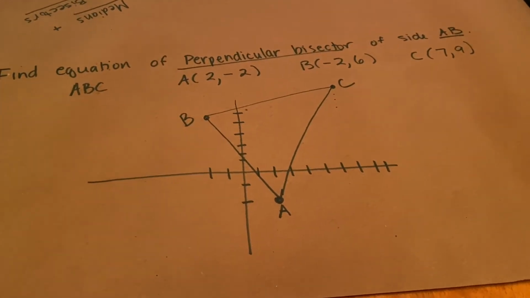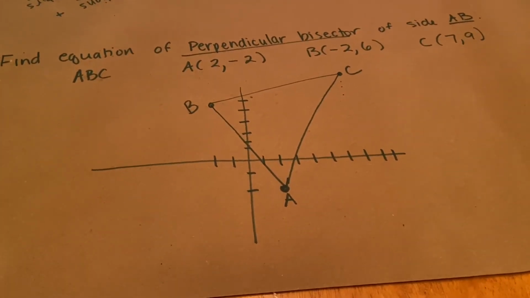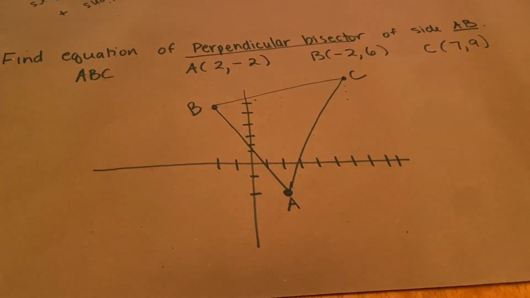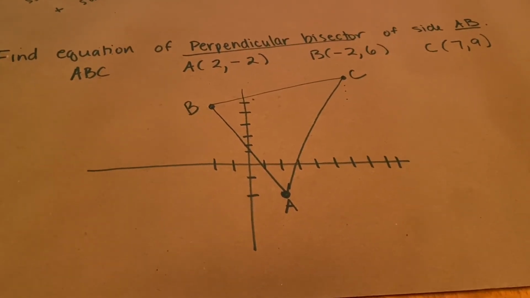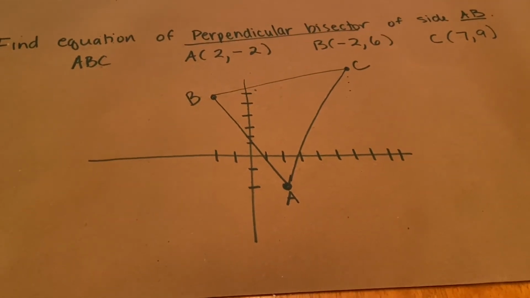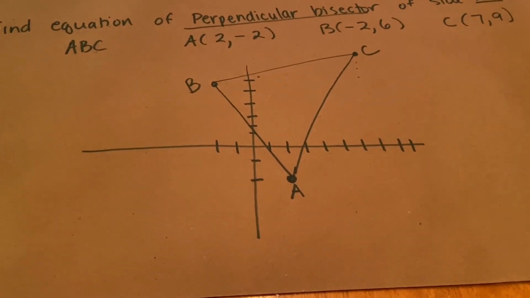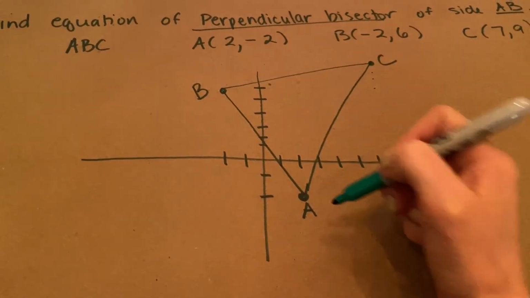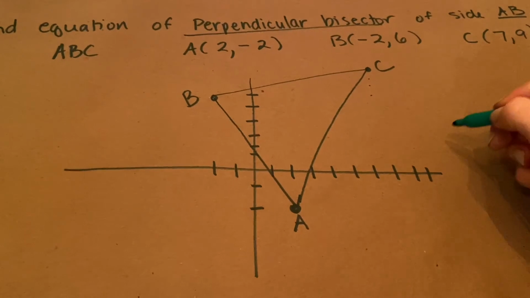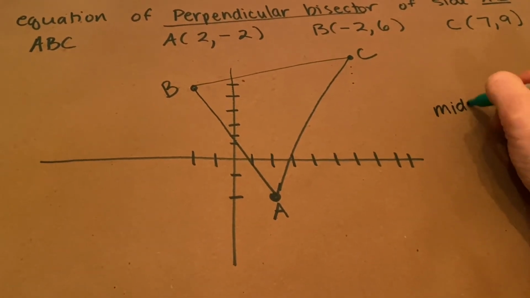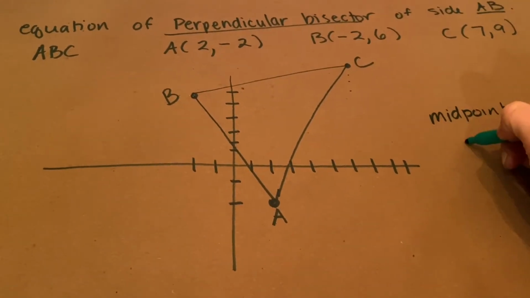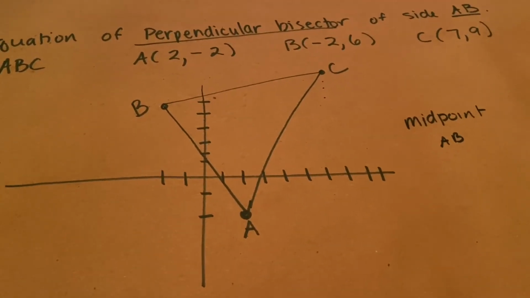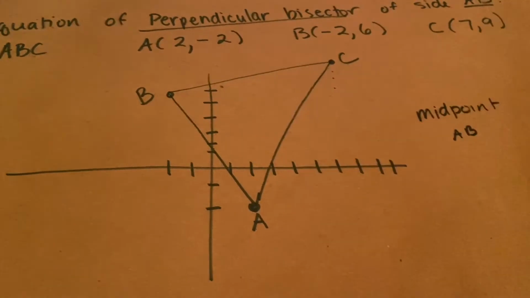For our last example, we're going to look at this question where we're asked to find the equation of the perpendicular bisector of side AB. So we know that if it bisects AB, it needs to cut AB in half, which means I would need to find the midpoint of AB. So let's do that first. Let's find the midpoint of AB. So press pause in the video, use the midpoint formula, and find the midpoint of AB.